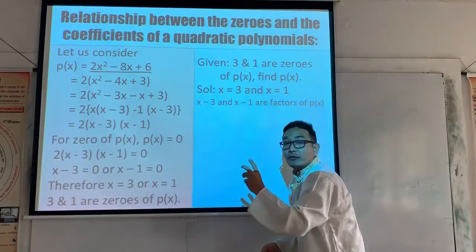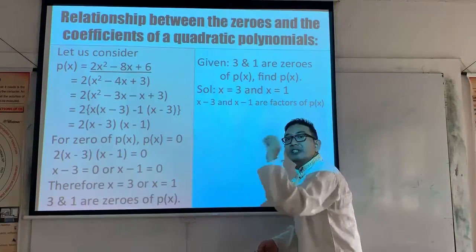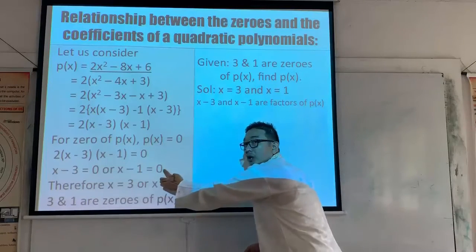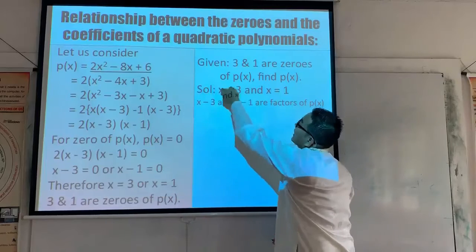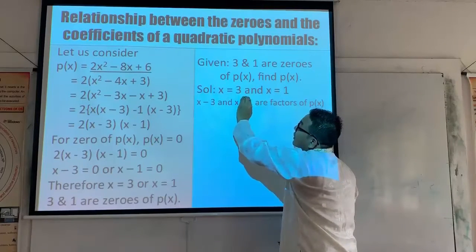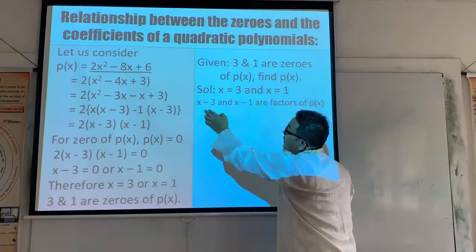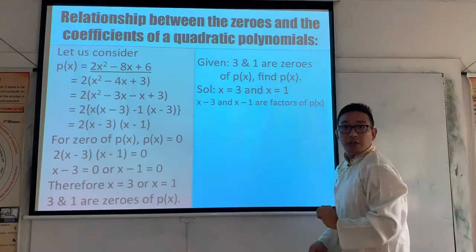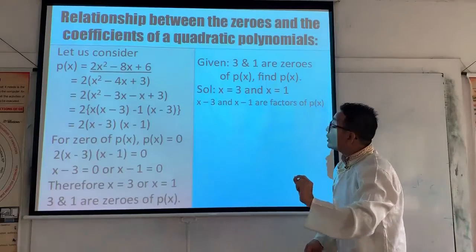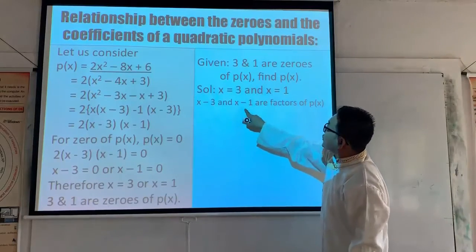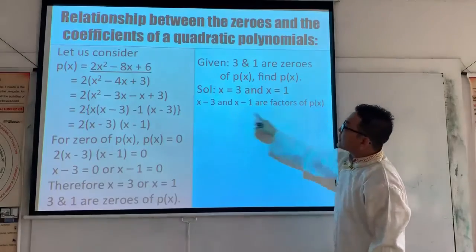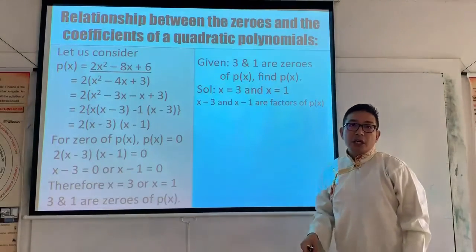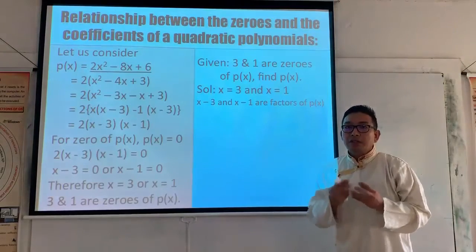By the factor theorem, since the remainder is 0, x minus 3 is a factor of the polynomial. Similarly, x minus 1 is also a factor. So x minus 3 and x minus 1 are factors of p of x.